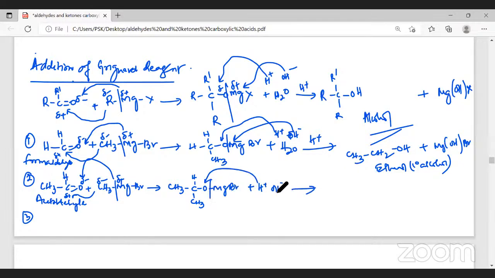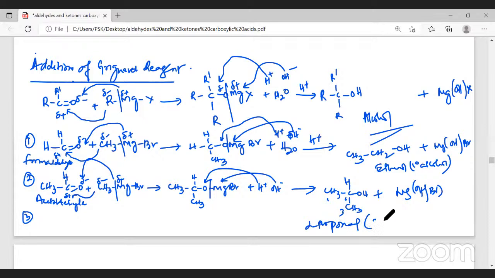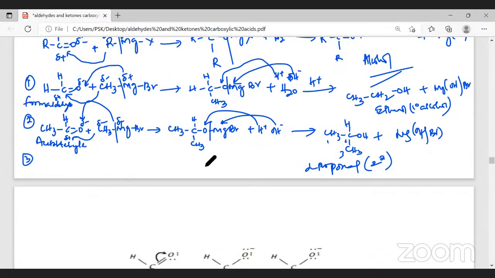Now this when you hydrolyze, what happens? H attacks oxygen, OH attacks magnesium. So therefore we'll get CH3, CH, CH3, and OH. Now what alcohol is this? It is 2-propanol, 1, 2, 3. This 2-propanol will be an example for what alcohol? Secondary alcohol. Did you follow? Yes, sir.